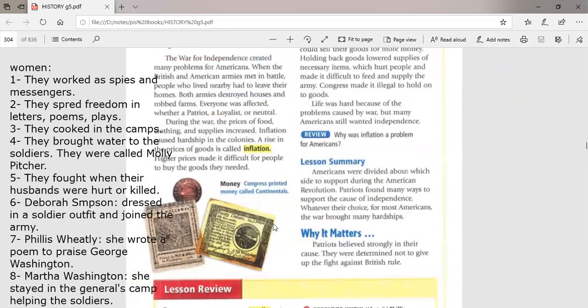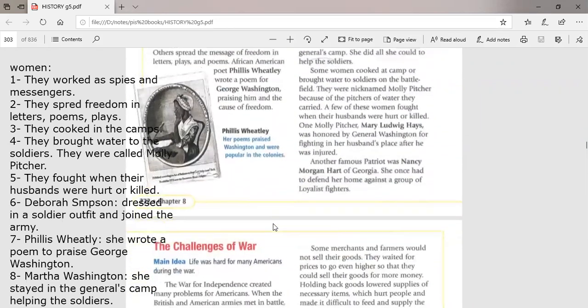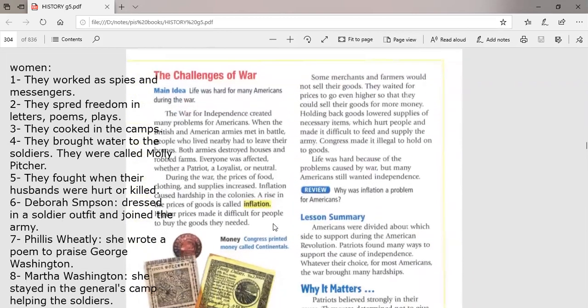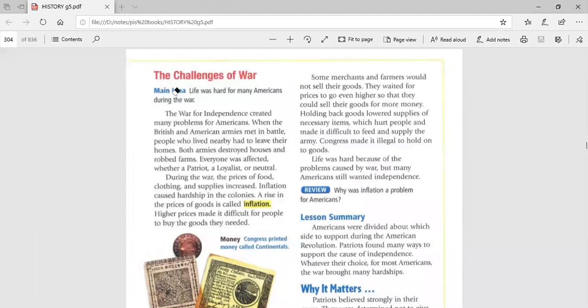Now I'm going to speak about the challenges of war. Now we could recognize what the loyalist did, what the neutral did, what the patriot did, and what the women did in the war. But now I want to know what happened in daily life. Of course, all sides were affected by the war, not only the patriots or only the loyalists. All people living during a war will be affected by it.